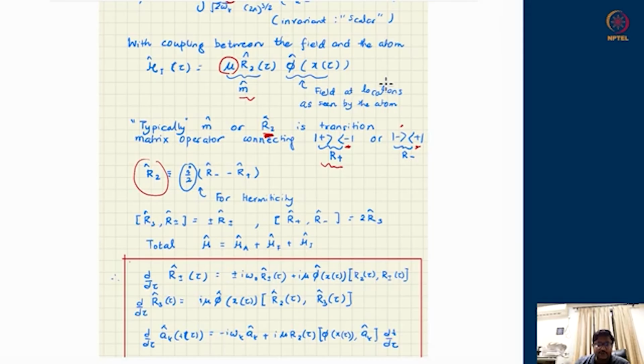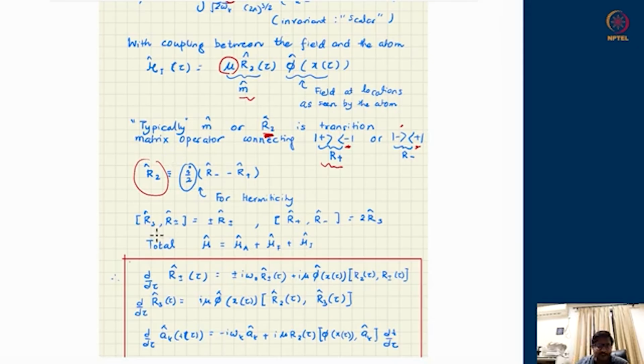Okay, so now we write down all the relevant commutators which will appear if I try to write down the time evolution of these operators, because remember, the time evolution of these operators is controlled by these operators' commutation value with the total Hamiltonian. So various commutators will appear in that. So let us list down all the commutators. Since R2, R3, R1, R plus and R minus are very similar to what we have seen for the Pauli matrices, their commutations also follow that.